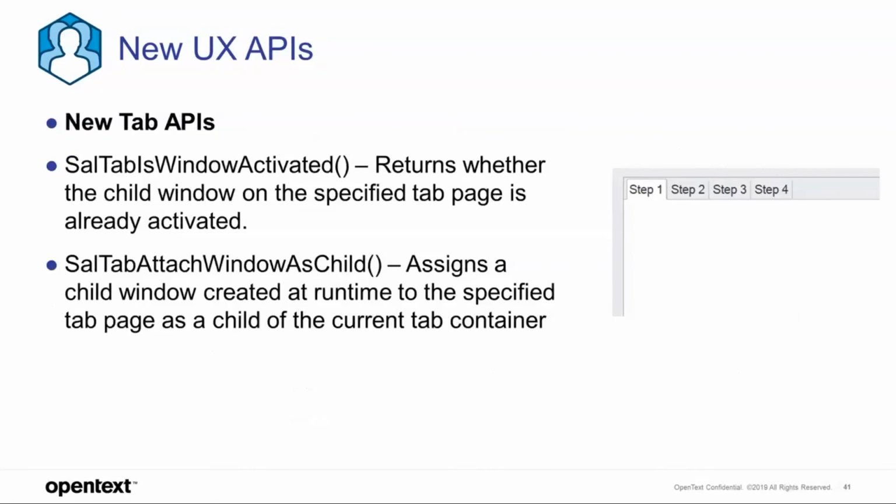There are two new tab APIs as well. You can find out, using SalTabIsWindowActivated, whether the child window on the specified tab page is already activated. And there's a new function, SalTabAttachWindowAsChild, which assigns a child window created at runtime to the specified tab page, as a child of the current tab container.